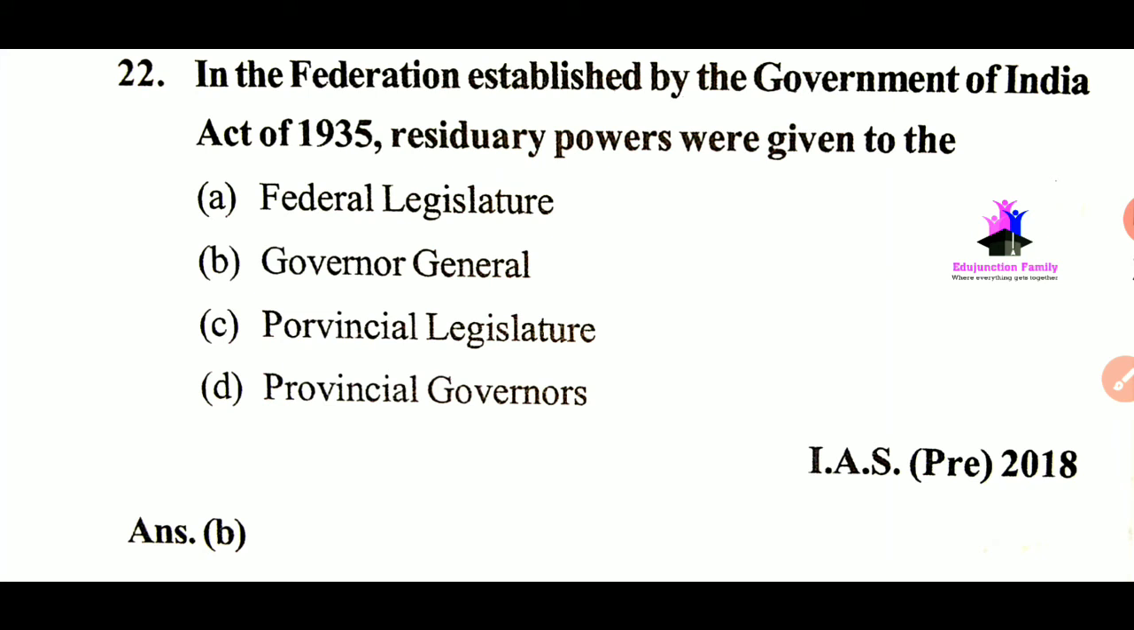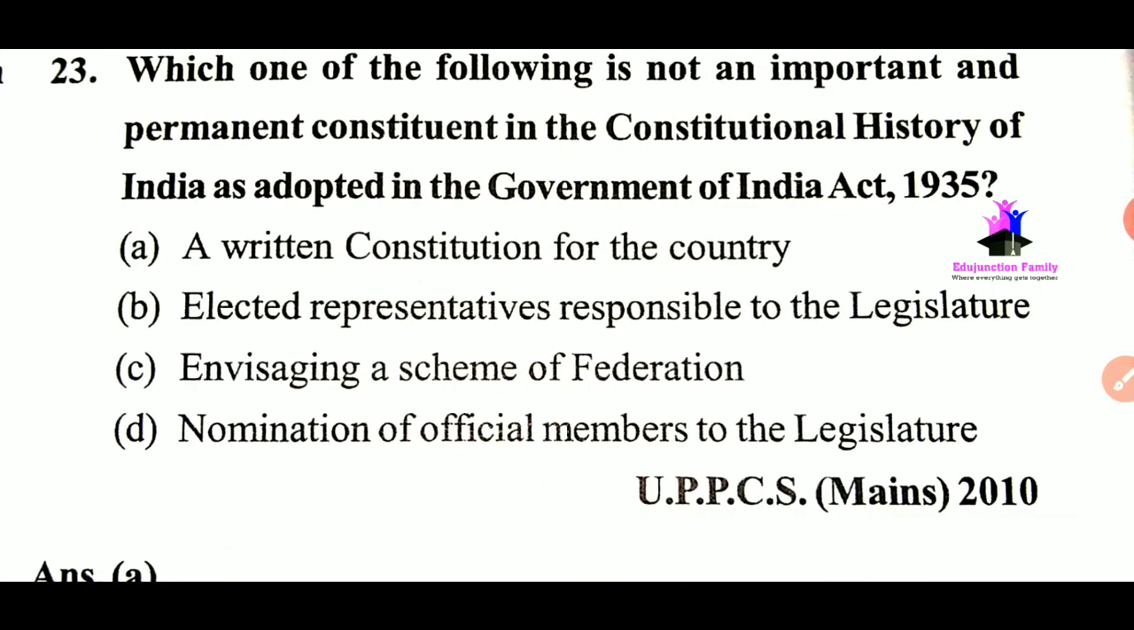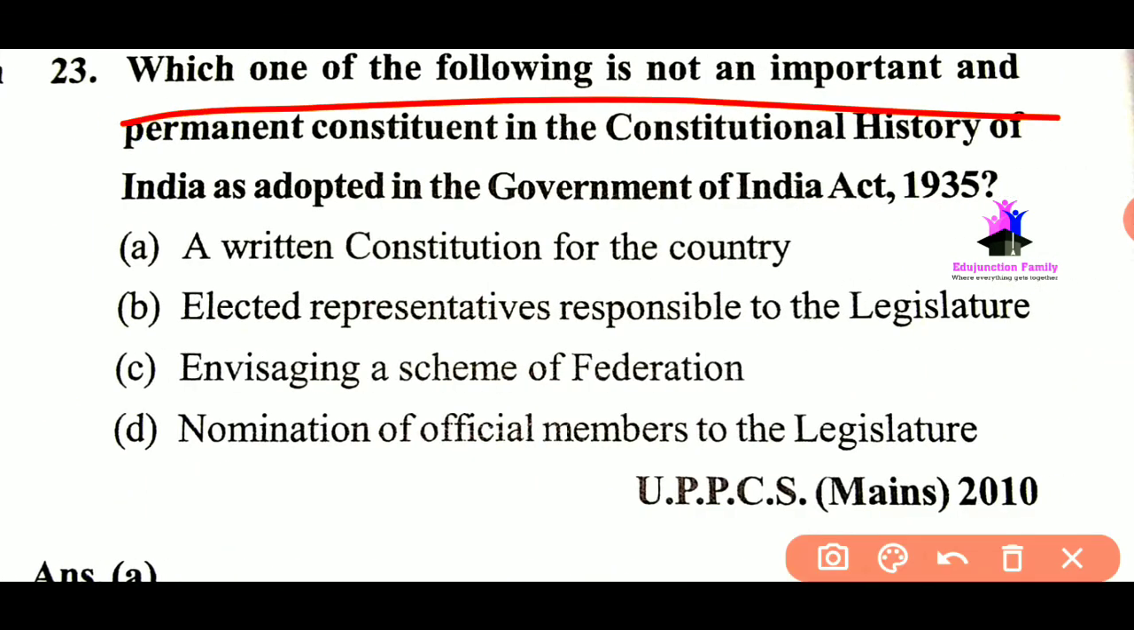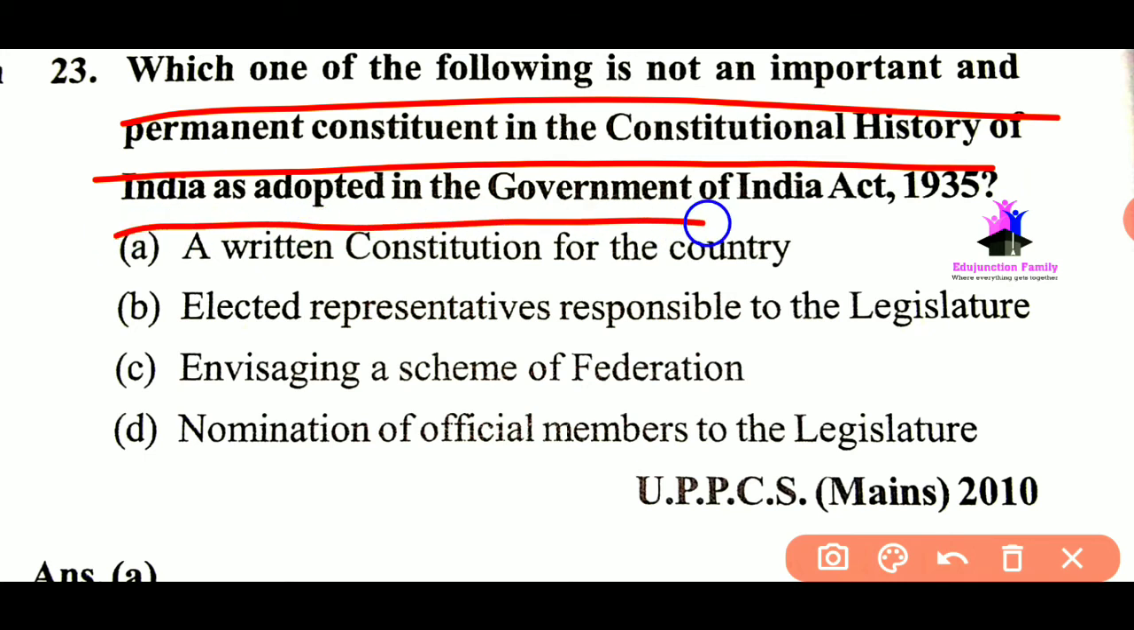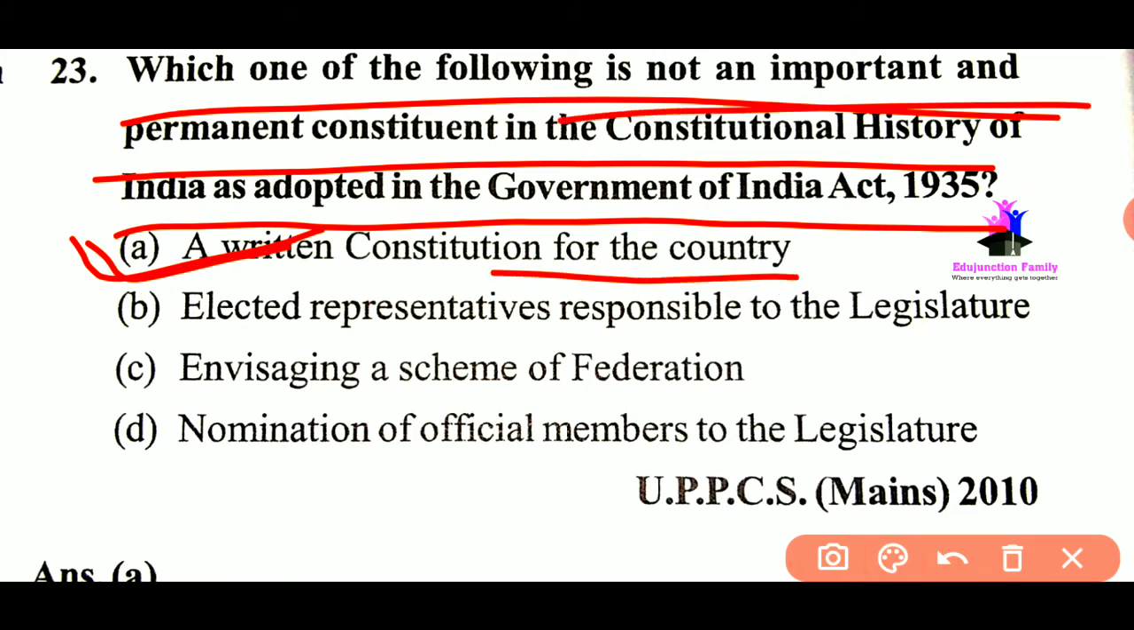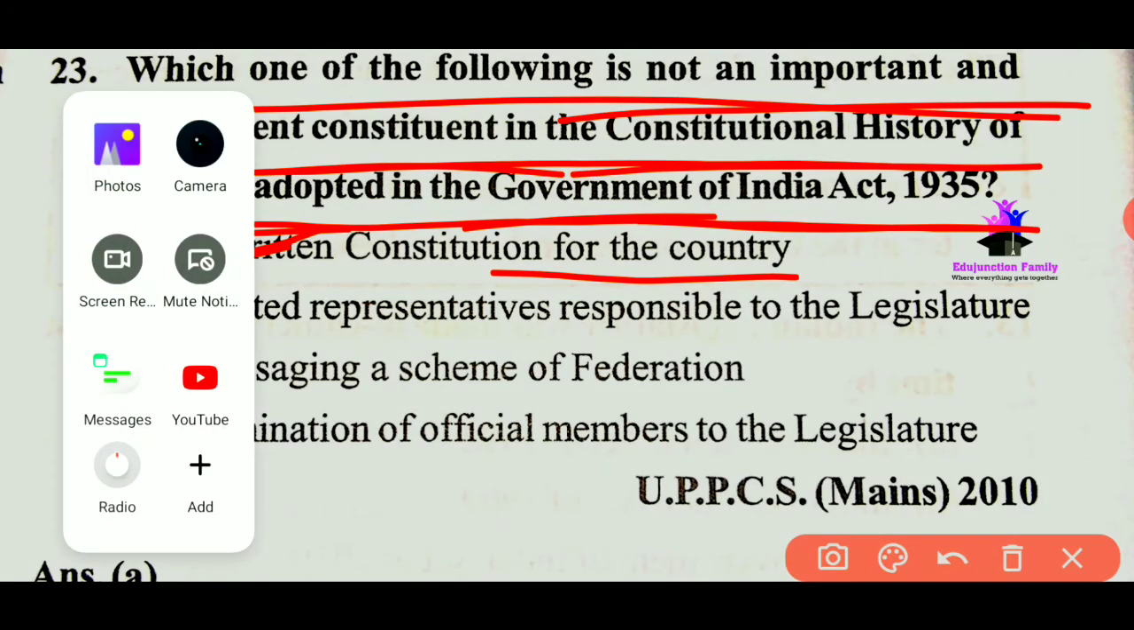Okay, now we have the next question. I think we have covered question 22. Now we have the next question, question number 23: which one of the following is not an important and permanent constituent in the constitutional history of India as adopted in the Government of India Act 1935? The answer is a written constitution for the country. A written constitution for the country is not an important and permanent constituent in the constitutional history of India as adopted in the Government of India Act 1935. This is a very important question. People get confused with this question.